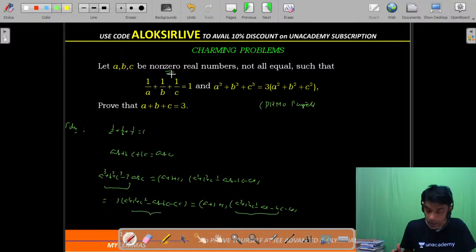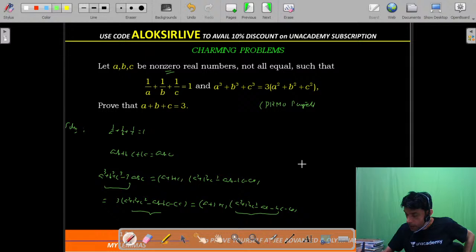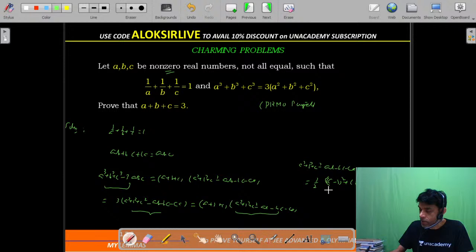So this is not 0, because a squared plus b squared plus c squared minus ab minus bc minus ca is half times (a minus b) squared plus (b minus c) squared plus (c minus a) squared. So it is always positive, or at least not 0, because a, b, c are non-zero real numbers and not all equal. So it means we can cancel them, and we will end up with a plus b plus c equal to 3. It was an easy question, but then the tough part was maybe this cancelling.